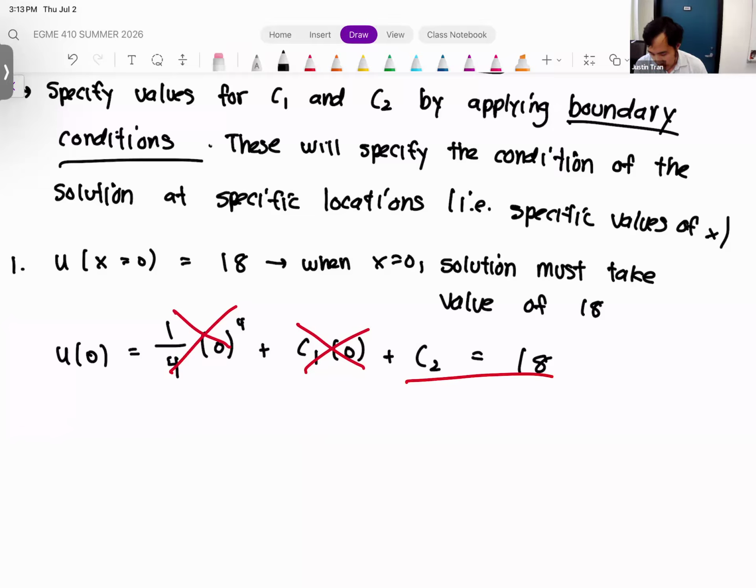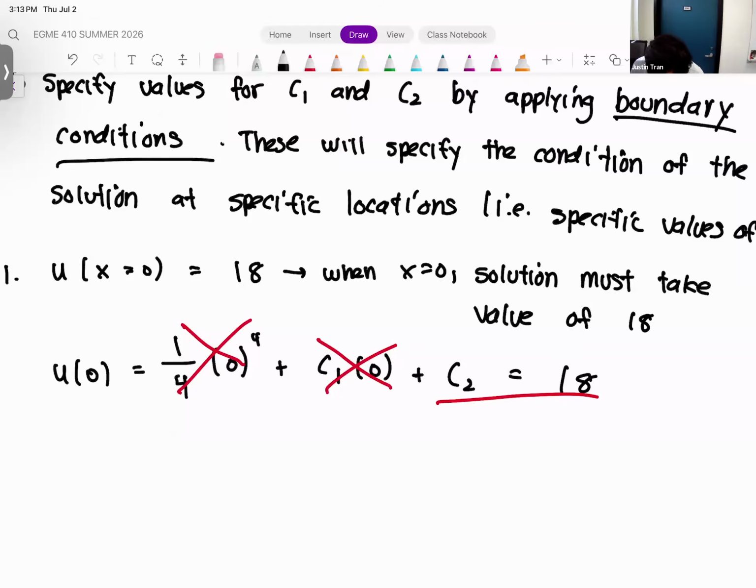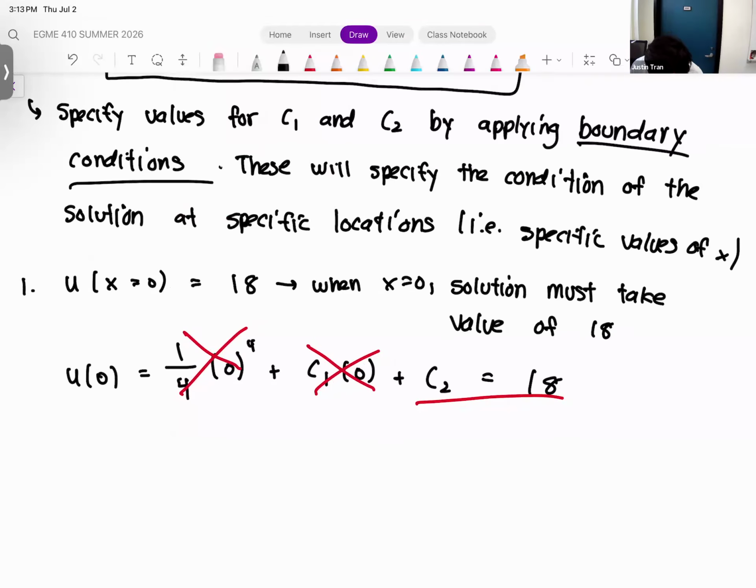Okay. Good. So now that we know C2, we just need another condition here to specify the value of C1. So let's apply another boundary condition. For our other boundary condition, let's say that the derivative of our solution, du dx, evaluated at x is equal to 10, is equal to minus 5. In words, when we're at the location x is equal to 10, the derivative of the solution must equal minus 5.